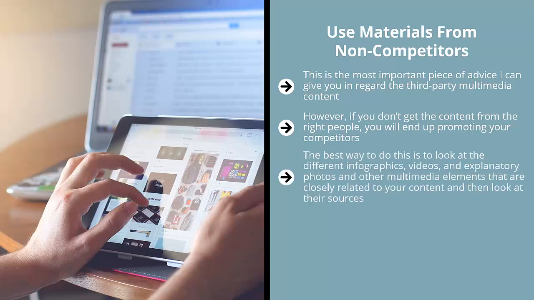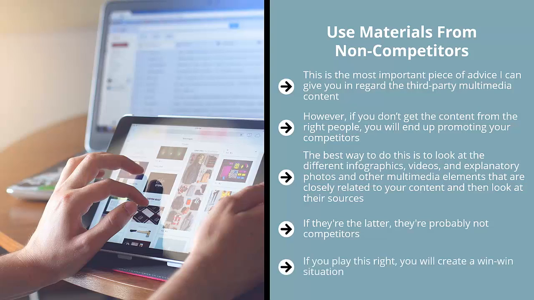The best way to do this is to look at the different infographics, videos, explanatory photos and other multimedia elements that are closely related to your content, and then look at their sources. Are they directly competing with you, or are they kind of a general knowledge site that is basically just monetized by AdSense, or are they a nonprofit? If they're the latter, they're probably not competitors. They're not pushing a particular product. They're not doing a hard sell. So use their content and attribute to them.